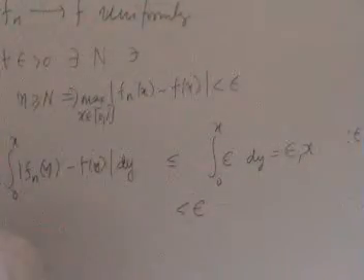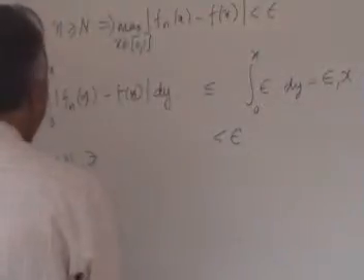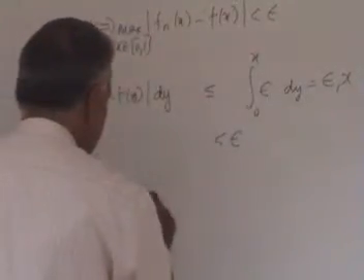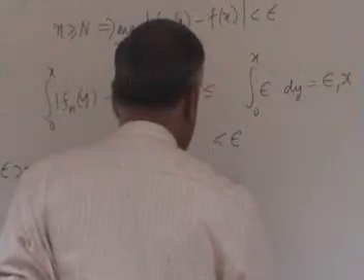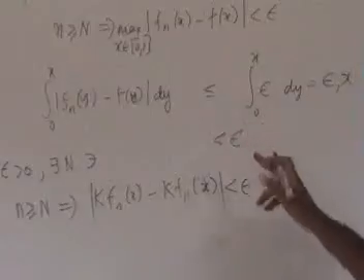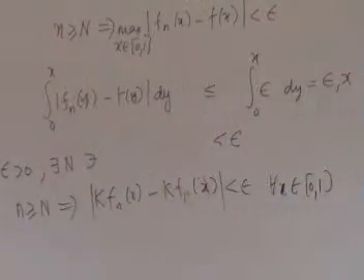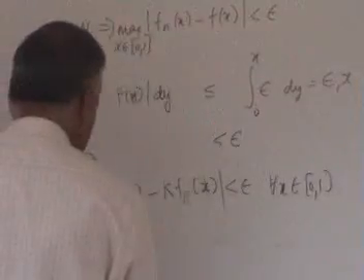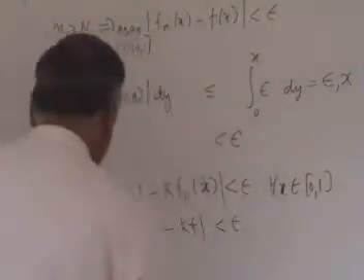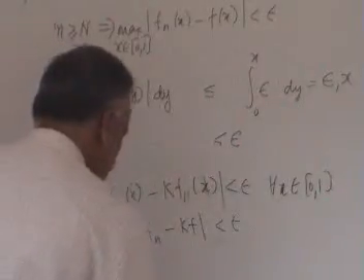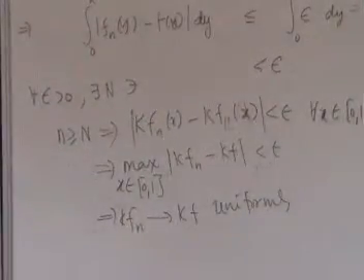So therefore, for every epsilon positive, there exists an N such that n greater than or equal to N implies K Fn(x) minus K F(x) is less than epsilon, whatever x I chose, for every x, because I removed the x by this maximum. So the maximum over x belonging to [0, 1] of mod K Fn minus K F is less than epsilon, which means K Fn converges to K F uniformly. We could make the error small uniformly. So therefore, we have got this also. Therefore, it is continuous.